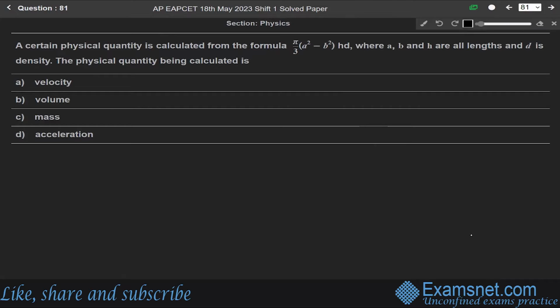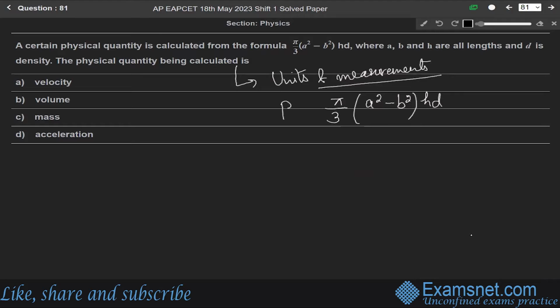A certain physical quantity is calculated from the formula pi by 3 (a square minus b square) hd, where a, b and h are all lengths and d is the density. The physical quantity being calculated is, okay. So this question is from the chapter of units and measurements. Now, in this question, we are given the formula pi by 3 (a square minus b square) hd.